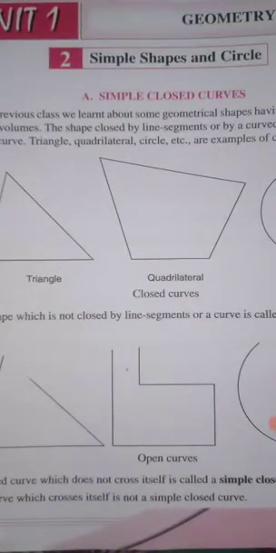Okay, now which are simple closed curves? A closed curve which does not cross itself is called a simple closed curve. I will ask a question on it. What is a simple closed curve? So you have to answer in this way: a closed curve which does not cross itself is called a simple closed curve. Okay, you have to memorize this and answer in the next session. And you see the curve which crosses itself is not a simple closed curve.